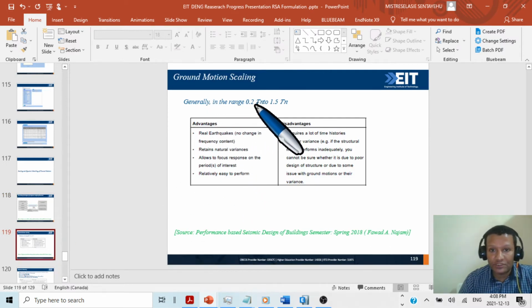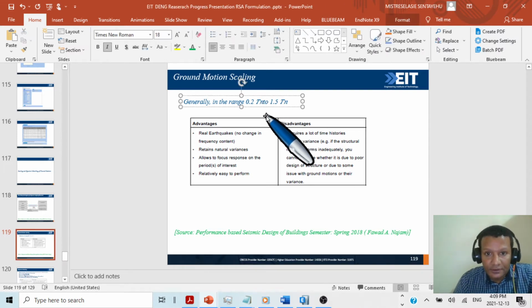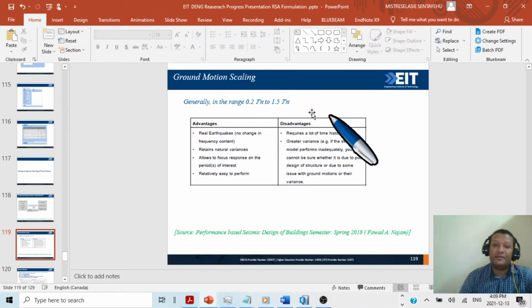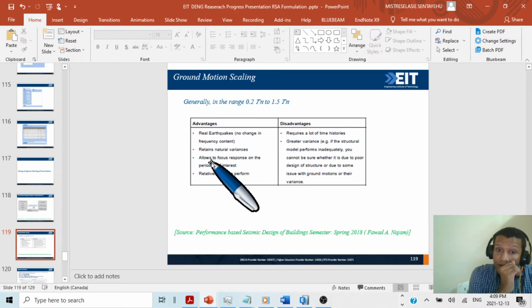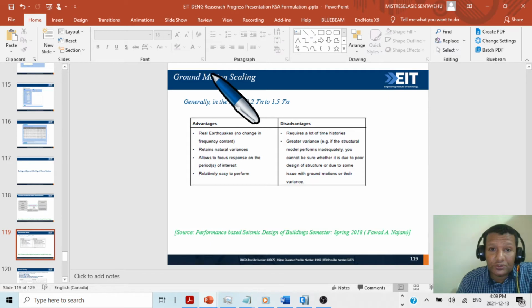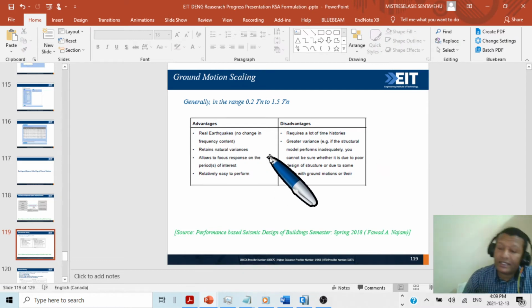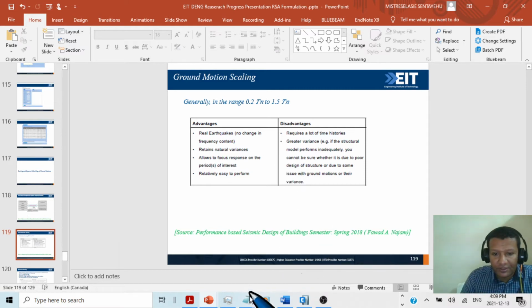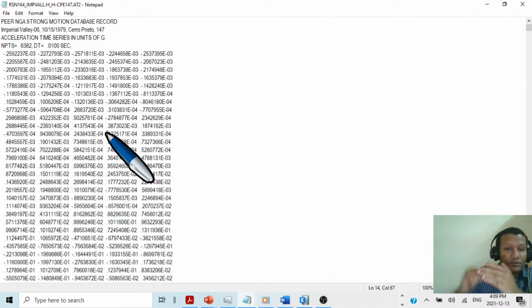Generally in the range of 0.2T to 1.5T. This is how we are going to scale it. So for a real earthquake, the advantage of ground motion scaling is that there is no change in frequency content. When we scale it up or down, we don't change any frequency content of the ground motion. Whatever ground motion we have here, we don't change any frequency content or anything.